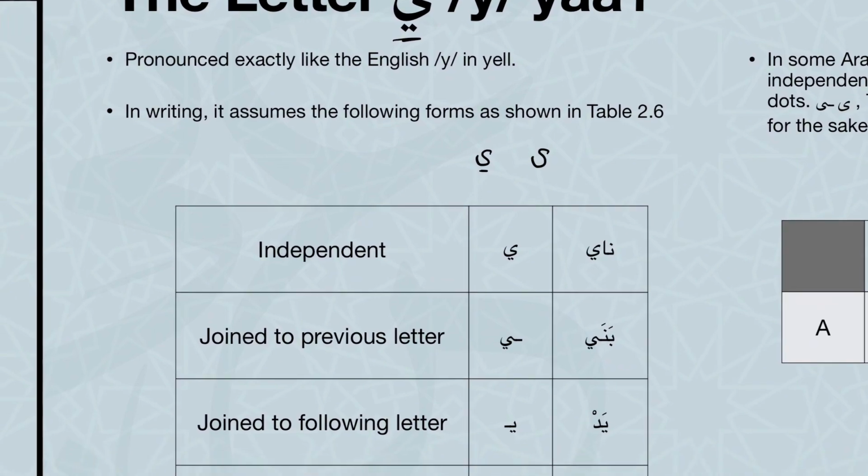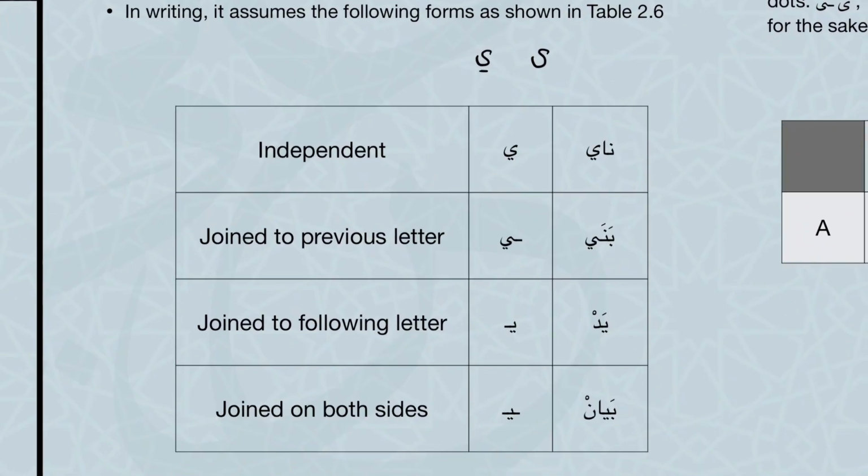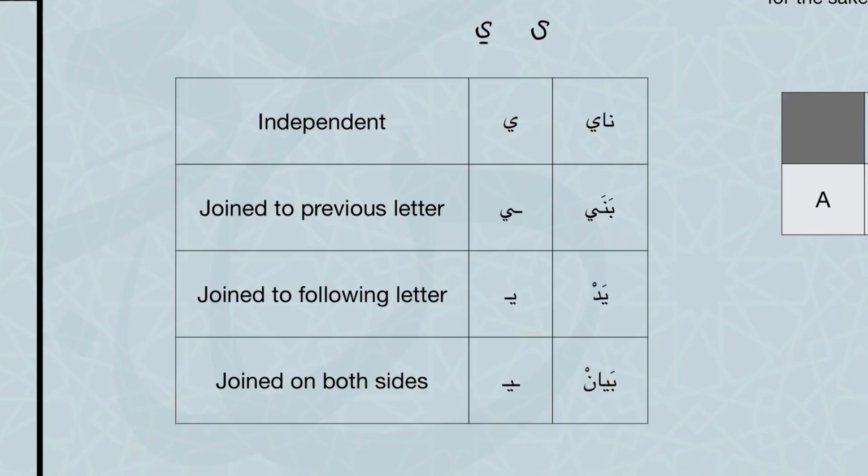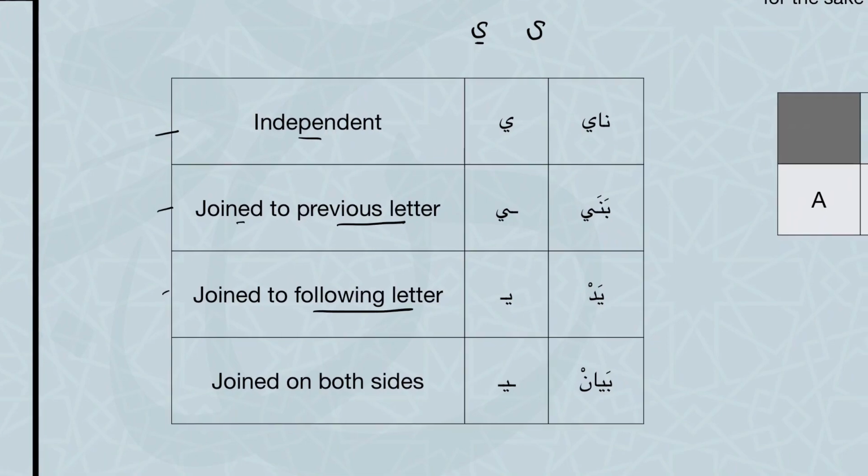And in writing, it's very simple, and we will see how it's pronounced here in detail. Of course, as we've learned, every letter can be a connector or a non-connector. Non-connectors have two positions, while connectors have four. The four positions of connector letters are: independent, joined to previous letters, joined to following letters, and joined on both sides.